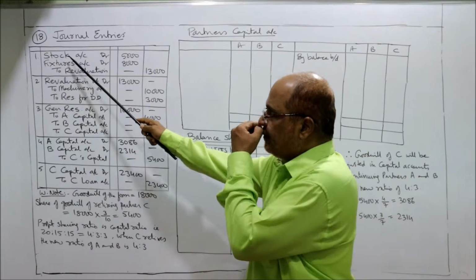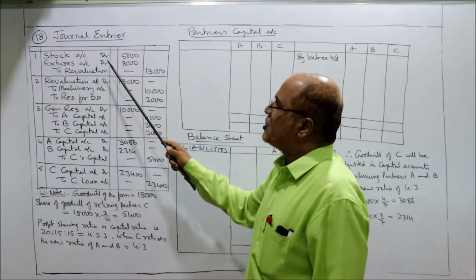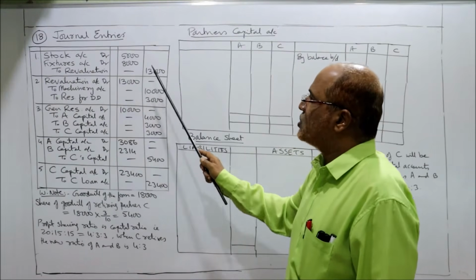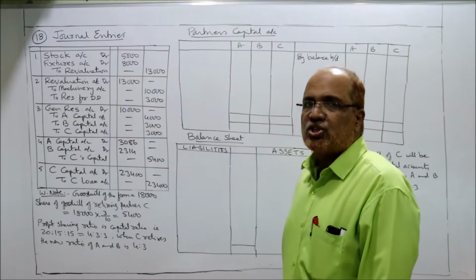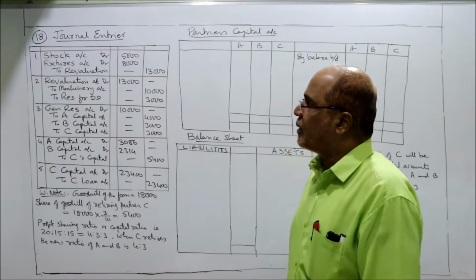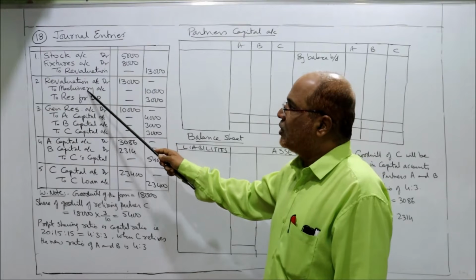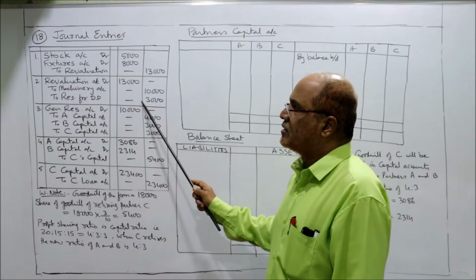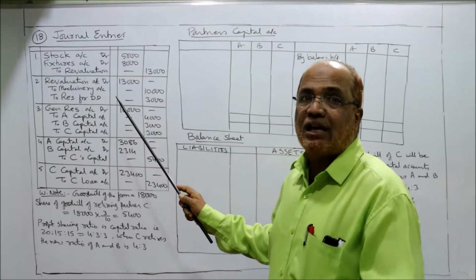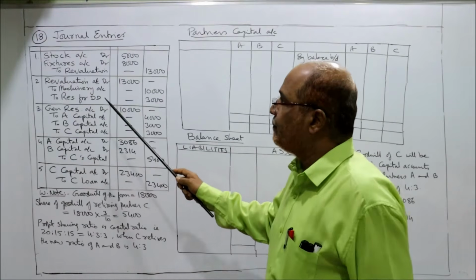The first journal entry: stock account debit 5,000, fixtures account debit 8,000, to revaluation 13,000. Stock and fixtures are to be increased, it is given in the problem, by 5,000 and 8,000. Secondly, revaluation account debit to machinery account, to reserve for doubtful debts. The narration you have to write yourself. I am dictating it here.